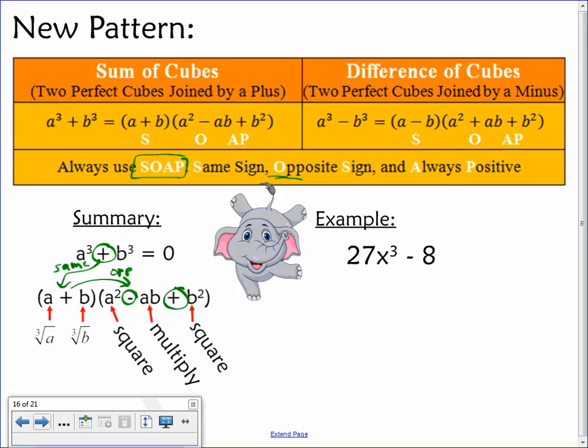Can I go through an example first? Let me go through the example. I'm not going to solve it yet. We're just going to practice factoring it.